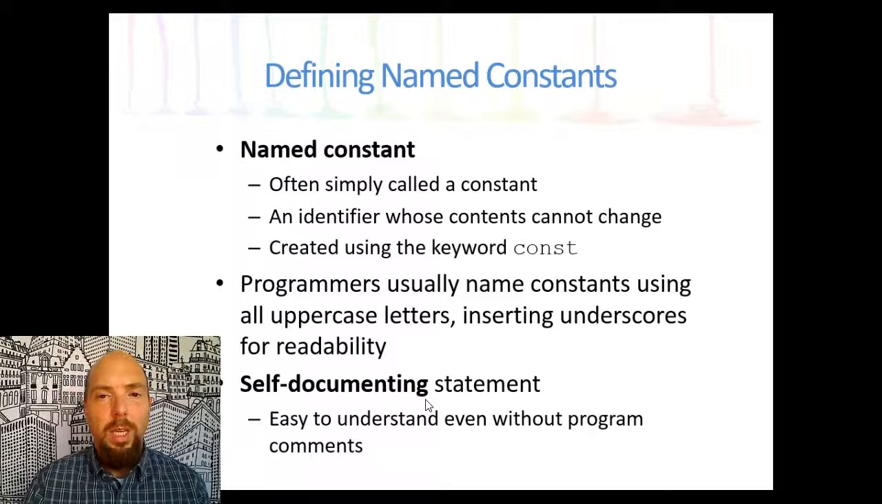We want to use named constants, and like I said, these are going to be used throughout our program to try to get rid of what's called a magic number. A magic number is going to be something that just shows up out of nowhere.